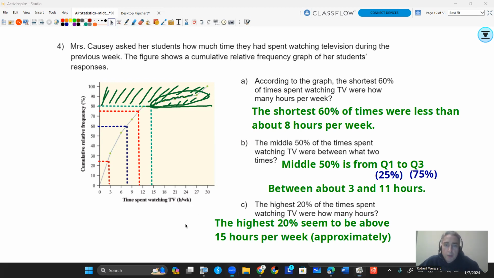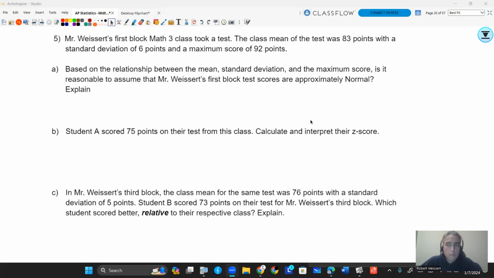All right, let's go on to the next question. All right, in this question, it says Mr. Weisert's first block Math 3 class took a test. The mean of the test was 83 points with a standard deviation of 6 points and a maximum score of 92 points. This question says, based on the relationship between the mean, standard deviation, and the maximum score, is it reasonable to assume that Mr. Weisert's first block test scores are approximately normal?